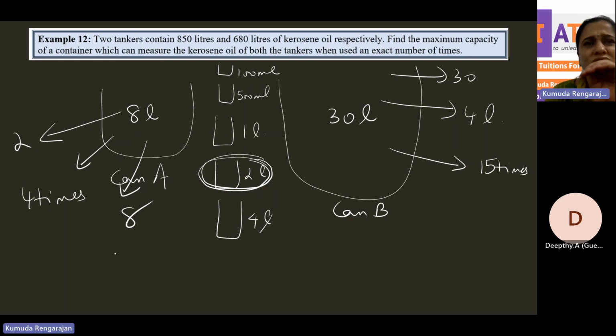So you can use cups of different capacities to measure the milk in both the containers an exact number of times. She can use even the 500 ml cup. If she uses a 500 ml cup, how many times will she measure? For 1 liter, 2 times. 2 liters, 4 times. 3 liters, 6 times. 4 liters, 8 times. 8 liters, 16 times. Correct?